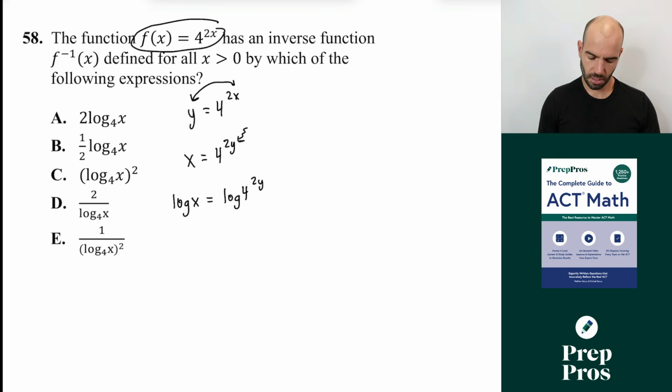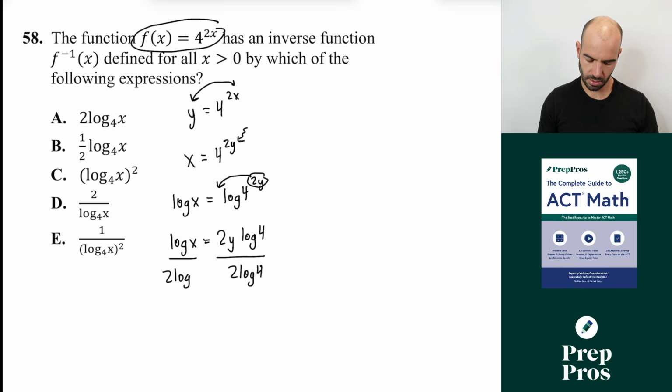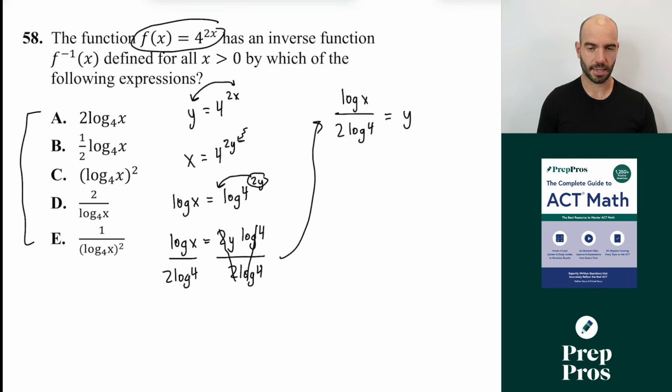Now, for log rules, if you have an exponent inside a log, we can bring it to the front. So I can write this as log of x equals 2y times the log of 4. Now, I want to solve for y. So to get y by itself, I have to divide by 2 log of 4 on both sides. So the 2's will cancel out, the log 4's will cancel out, and what I'm going to get is log x over 2 log 4 equals y. So I'm close, but that doesn't quite look like any of these yet.